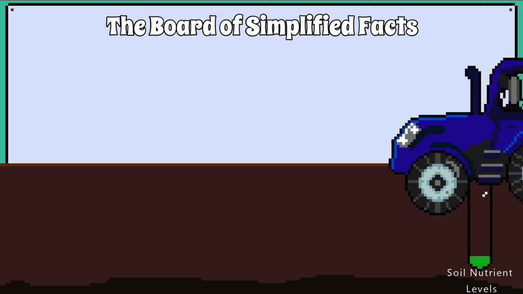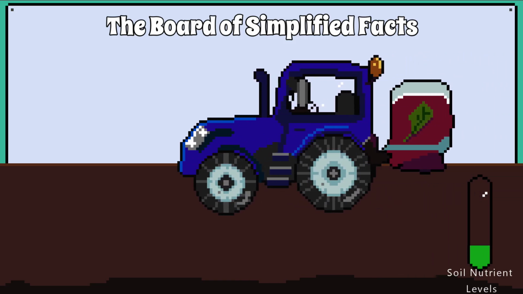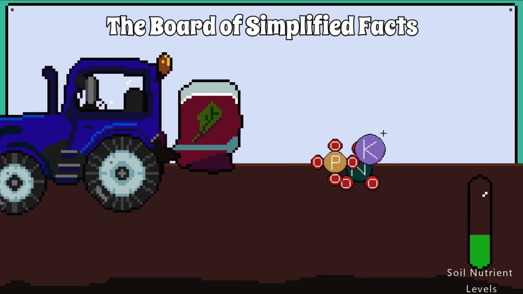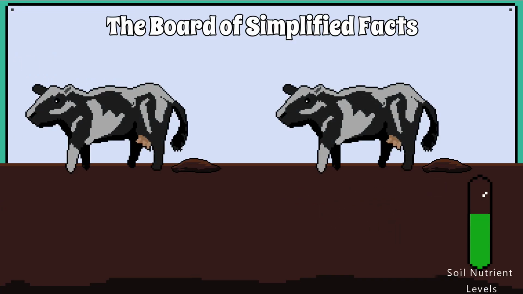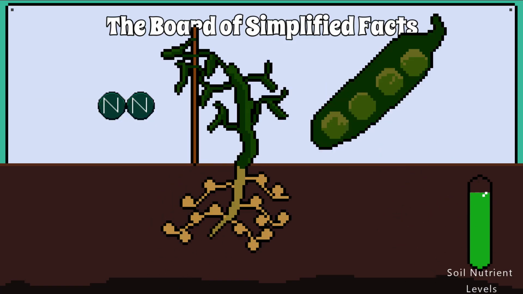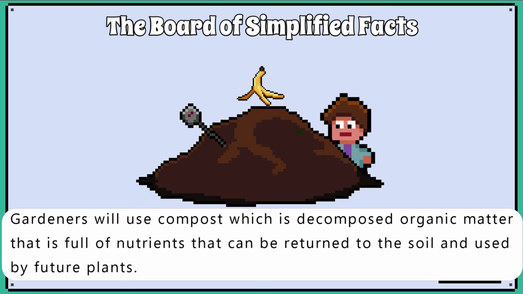They can add artificial fertilizers, which add phosphates, nitrates, and potassium compounds back into the soil. They can add manure, which is full of nutrients that can be decomposed and the nutrients can be returned to the soil. Finally, farmers can use certain crops that help return nitrates back to the soil. Gardeners will use compost, which is decomposed organic matter that is full of nutrients that can be returned to the soil and used by future plants.